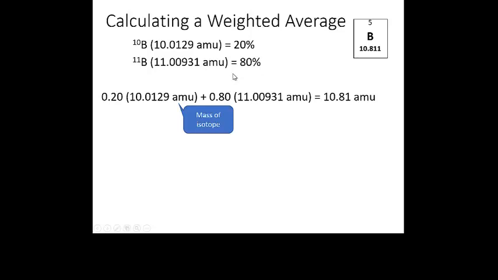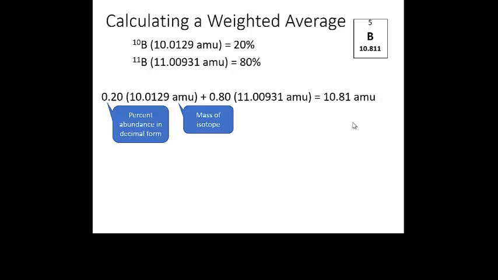So to calculate a weighted average, you take the mass of the given isotope and you multiply that by the percent abundance in decimal form, right? So 20% is 0.2, right? And then you add the mass of boron 11 times its abundance, or 0.8, 80%. And when you do that, you get an overall weighted average of 10.81 AMU.